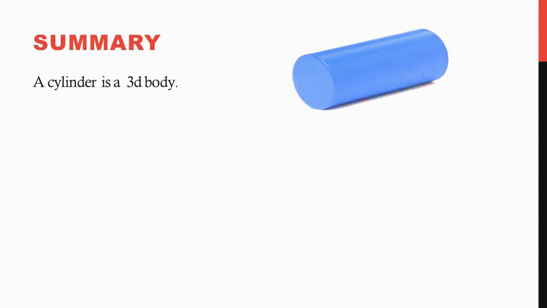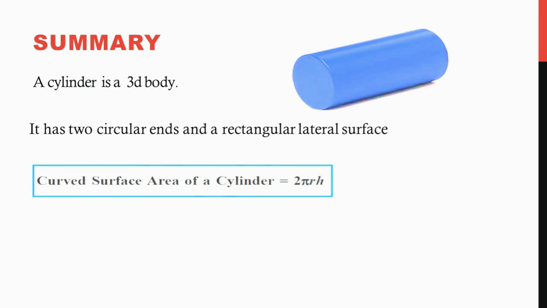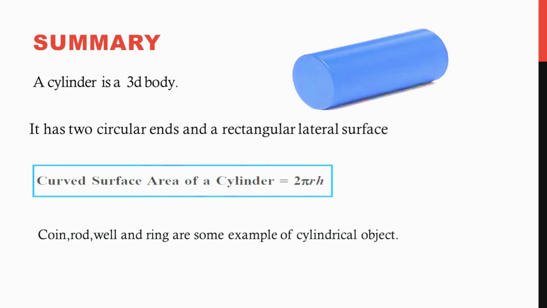Let us summarize the topic. A cylinder is a three-dimensional body. It has two circular ends and a rectangular lateral surface. The curved surface area of a cylinder is 2 pi rh, where pi is a constant whose value is 22 by 7, and r and h are the radius and height respectively. Coins, rod, well and ring are some examples of cylindrical objects.